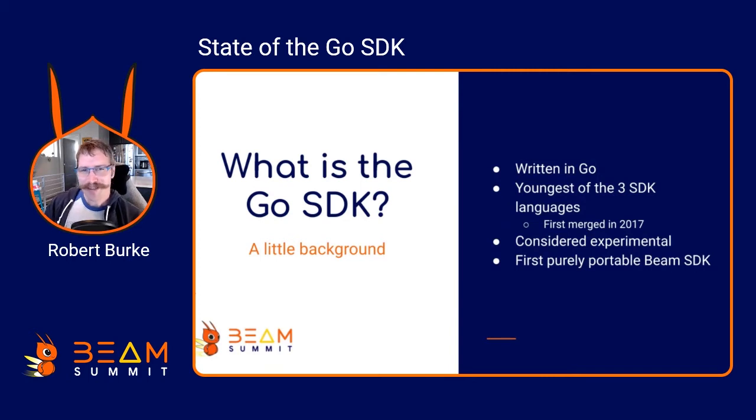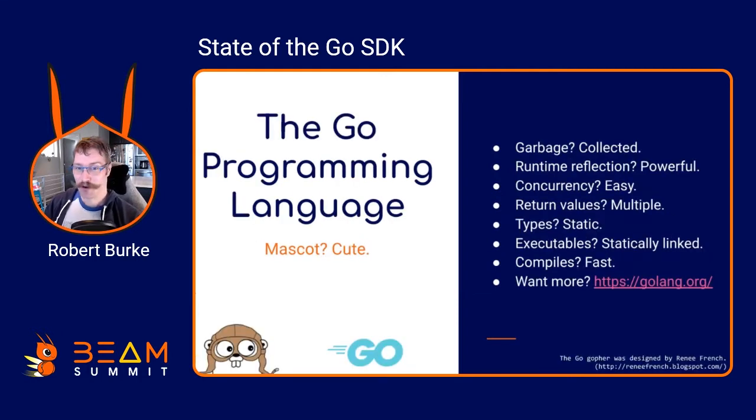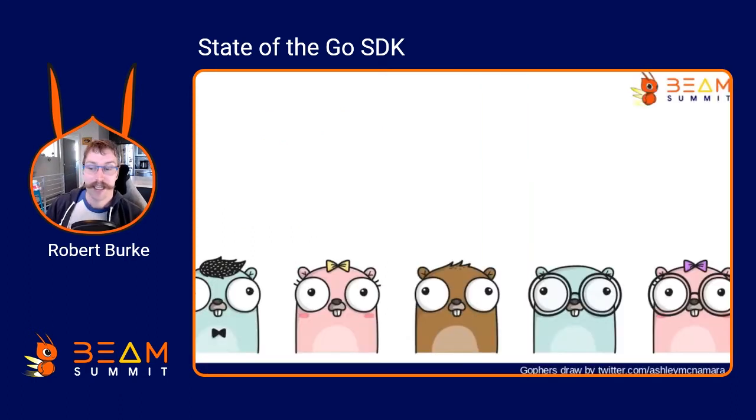But what else makes the Go SDK different from the others, though? For one, the Go SDK is written, unsurprisingly, in the Go programming language. If you haven't heard, the Go programming language is garbage collected, has powerful runtime reflection, easy concurrency, you can use multiple return values, it's statically typed, and the statically linked binaries are compiled very quickly. It also has an adorable Gopher mascot. But for all that, it does pose some challenges.